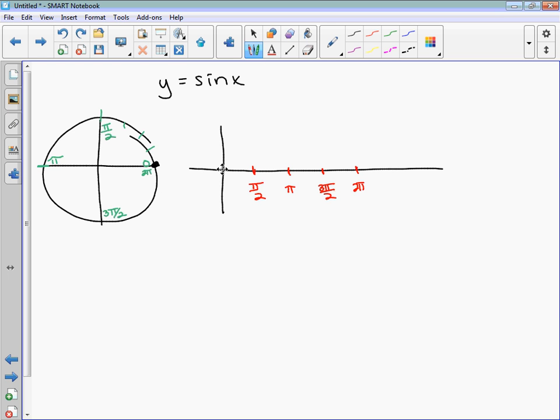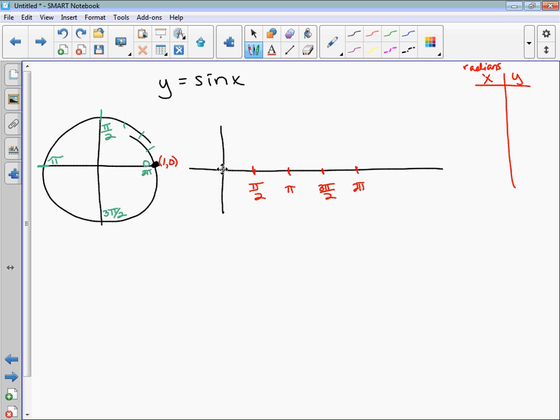Okay, so let's think about our ordered pairs on the circle here. At 0, my ordered pair is 1, 0, right? We're making a little table here. The x value, we're plugging in the angle here. So if this is my equation, I'm putting in a certain radian measure here, and my output is what the sine of that is equal to.